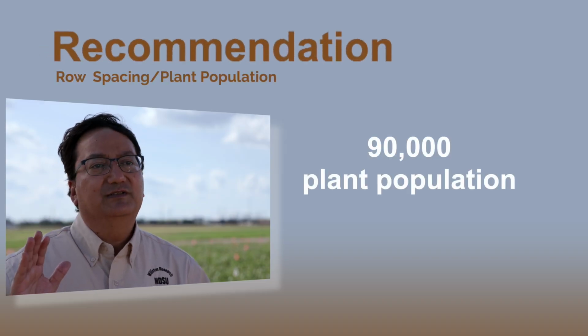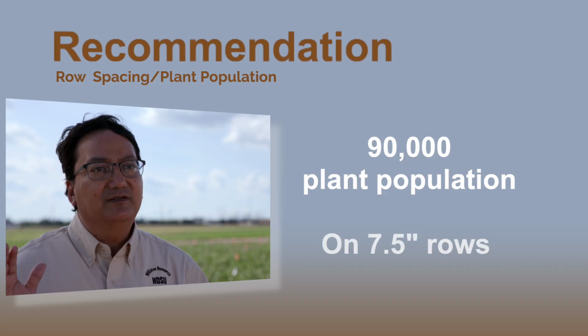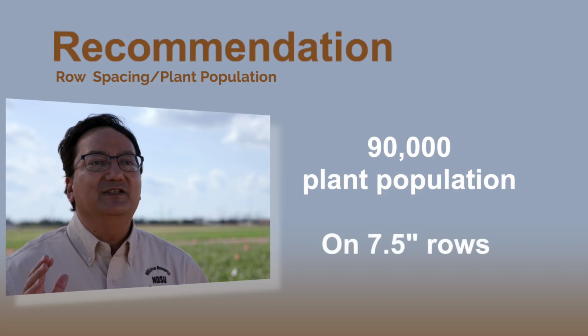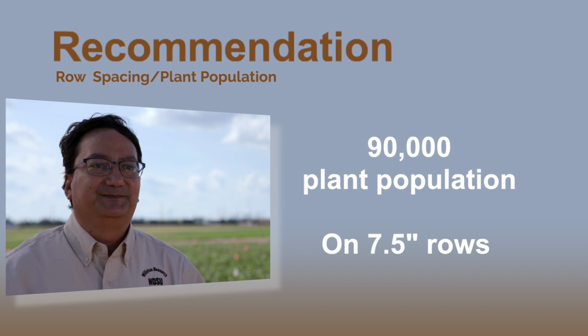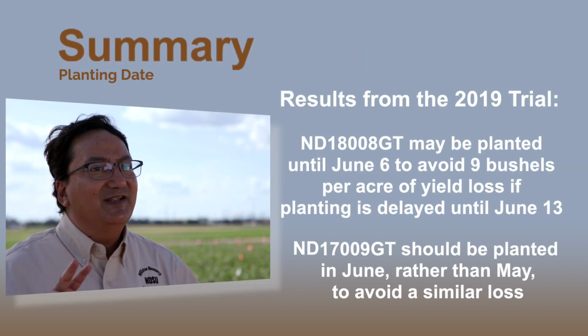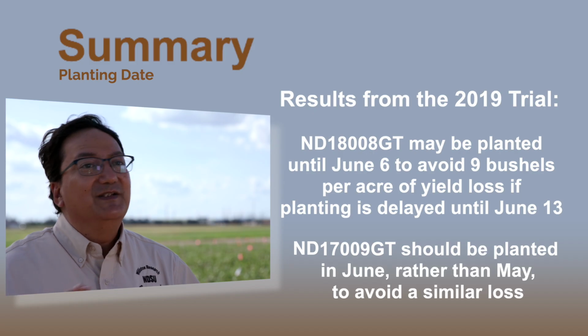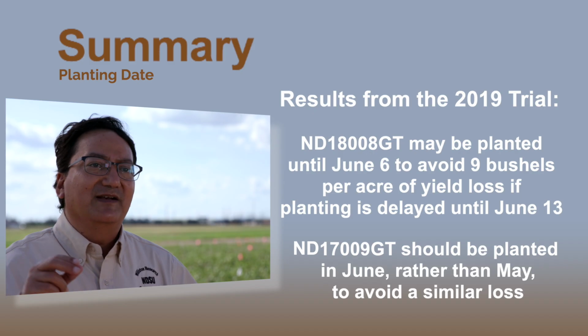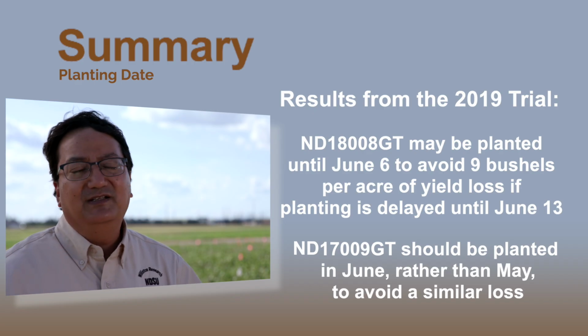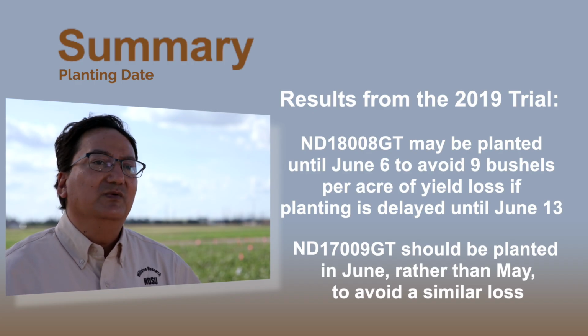90,000 plant population, pure live seeds per acre, and 7.5 inch row spacing is far better than other combinations. I learned that varieties respond differently. So one variety was better when you planted in May, but another variety did quite well when you planted in June.